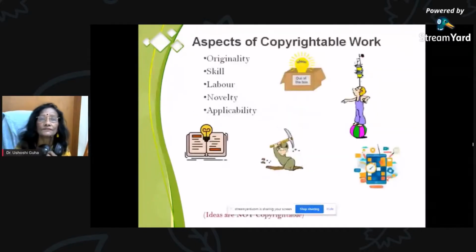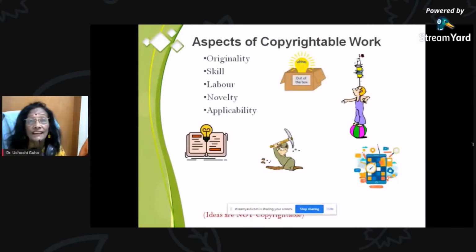Now I'm coming to aspects of copyrightable work. Aspects means what are the mandatory requirements for a work to be copyrighted. It should be original. That means there should be creativity in it. Originality, creativity should always be there. The skill should be displayed. The labor should be there. There should be novelty. Applicability of it is also there.